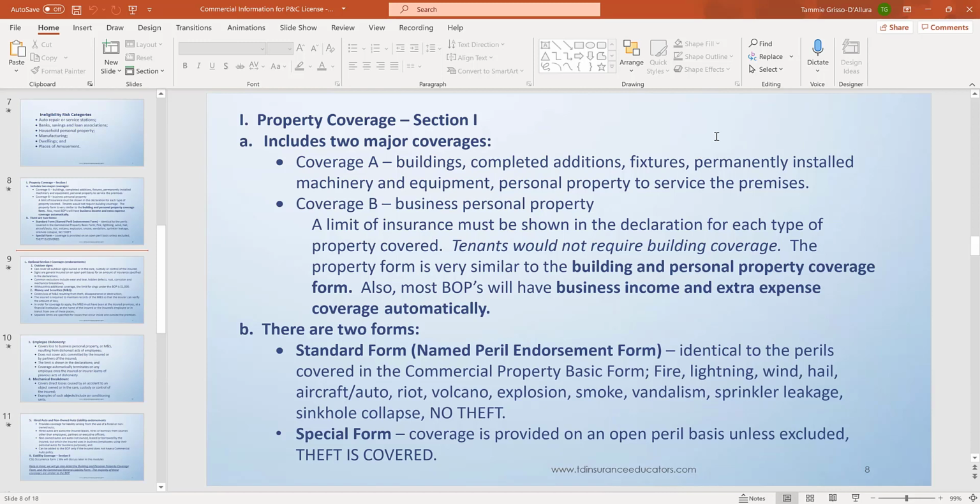Now, keep in mind, when we talked about our homeowner dwelling forms, we had relationships, so it was 50% or 20% to come up with our limits. Here, you don't have those relationships. You just have a limit that you put there.